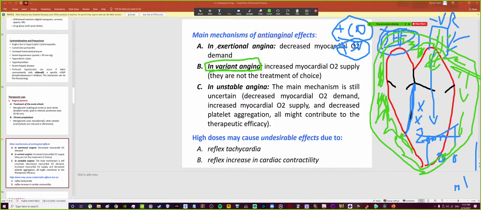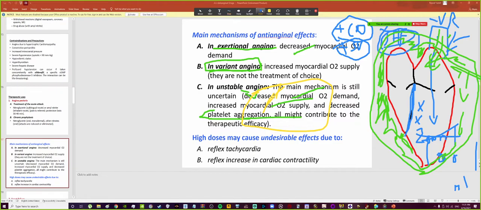Alright, we can use it in stable angina, of course, to decrease the oxygen demand. Unstable angina, pretty much all of it: demand, supply, and decreased platelet aggregation. Why decrease platelet aggregation? Remember, unstable angina is atherosclerosis with partial thrombosis. You want to inhibit this thrombosis. That's a part of it too, and of course the other two factors. It's uncertain, but we can say all three of them, okay?